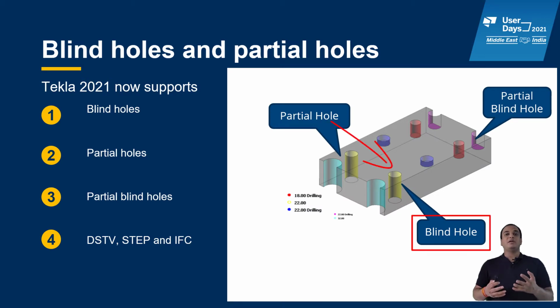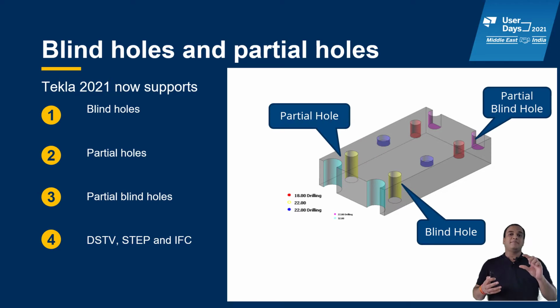A blind hole is a hole which is drilled or milled through a specific depth, so it won't cross the material from both sides. And a partial hole is a hole which is partially drilled inside the material. So you can see a semicircular hole, which is the partial hole, which is only partially drilled on the edge of the material. And a partial blind hole is a combination of partial plus blind hole. So it's a partial hole which is drilled through a specific depth only.